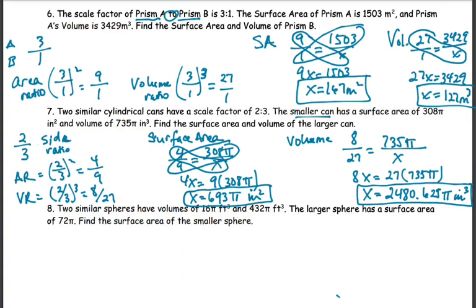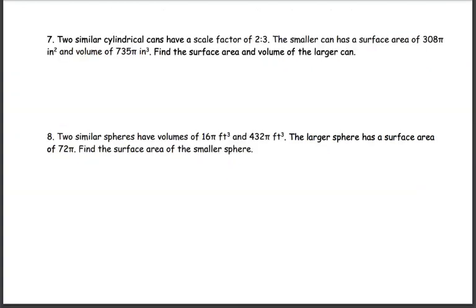All right, one more. Okay, on this last one, two similar spheres have volumes of 16 pi and 432 pi. So I could set up a volume ratio, which is going to be 16 pi over 432 pi. If I were to simplify that, the pi's will cancel and I'm left with 1/27. So that's my volume ratio. It says the larger sphere has a surface area of 72 pi. Find the surface area of the smaller.